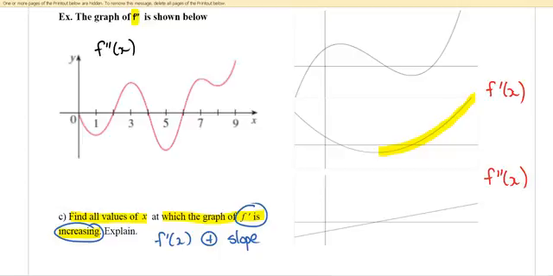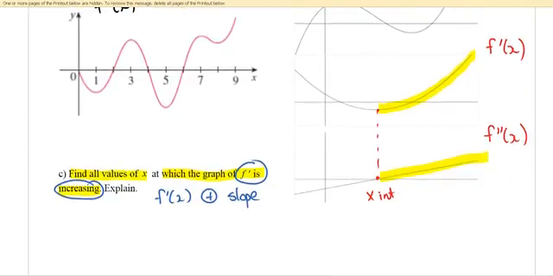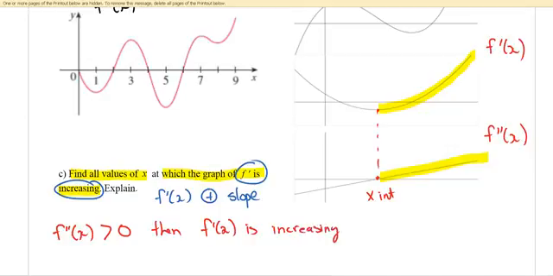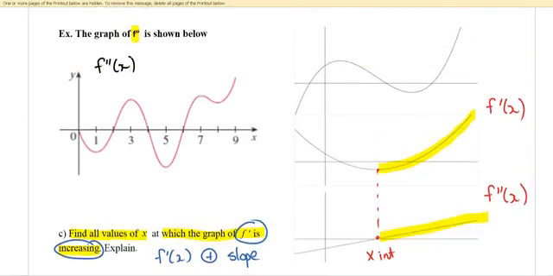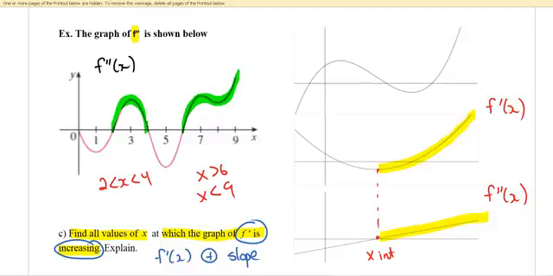Okay, so how do I relate this back to the second derivative here? Well, here's an x-intercept, and the second derivative must be above the x-axis. So what that means is if f double prime of x is above the x-axis, then f prime of x is increasing. So on your original graph, just find intervals where you are above the x-axis. I'm above the x-axis from here to here and from there to there. If you want to write your intervals, this would be x between 2 and 4, and x greater than 6 but also less than 9. Okay, so those are intervals where f prime of x is increasing.